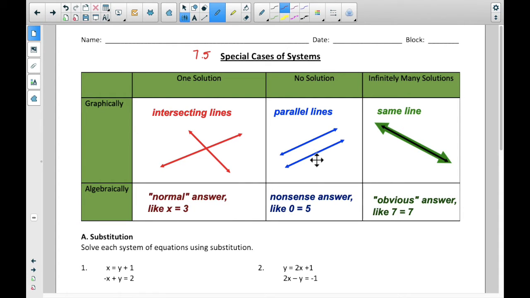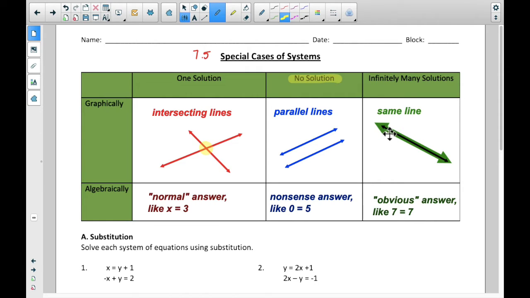That means that they have a normal answer, like x equals 3 or y equals 5 or whatever. But sometimes when we do it, we're going to get some lines that are parallel to each other. And remember that the solution is where they hit. Well, if they never hit each other, then there is no solution. And so we just say as our answer, no solution.